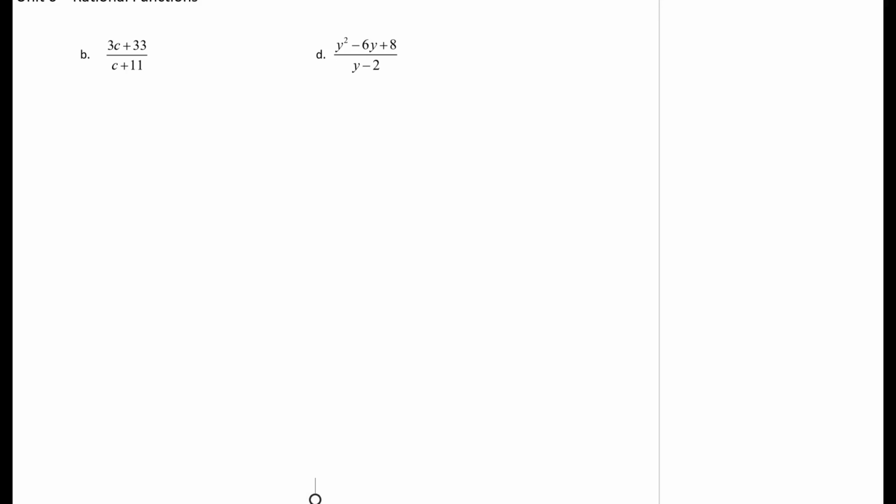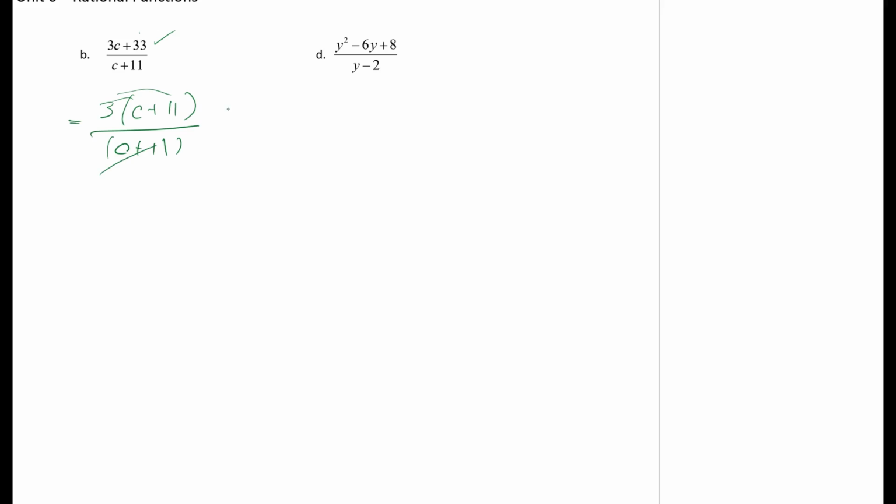B, same procedure. We got to factor and cancel. So the question is, how do I factor that numerator? We can see that there's a 3 in both terms, and so the key to this one is to take out that 3. You can also probably see that there's a c plus 11 in the denominator, so that might suggest what you might end up with in the numerator, but you still got to go through the factoring because it doesn't always work that way. If I were to redistribute the 3, I'd get 3c plus 33, which is that original numerator. So that's why factoring out the 3 works.